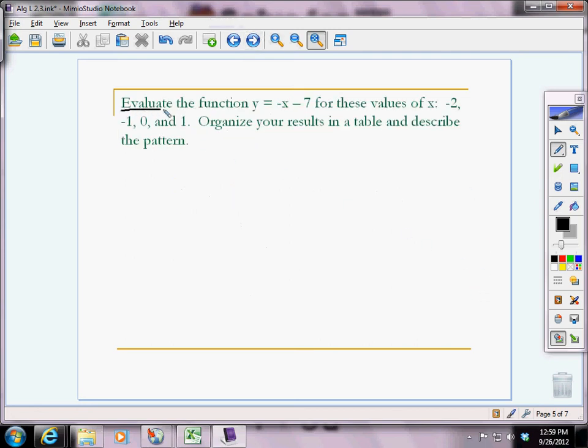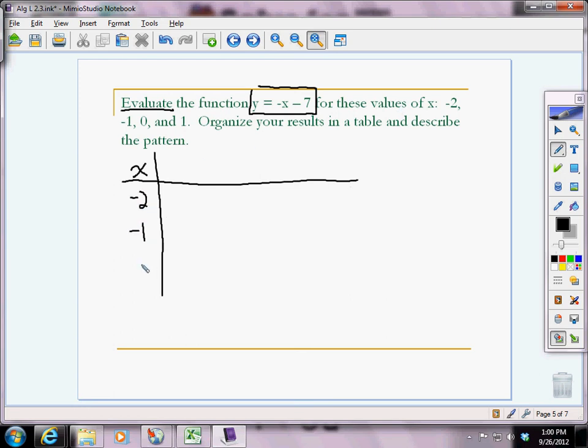Talking about, again, evaluating and functions. We're given a function here, y equals negative x minus 7, and then it gives us the values of x, negative 2, negative 1, 0, and 1. These are your inputs. This is your domain. It says organize your results in a table and describe the pattern. Well, if you want to create a table, we just make an input-output table. So we're going to input the values of x, negative 2, negative 1, 0, and 1. And we're going to put it into this function. Y equals negative x minus 7.